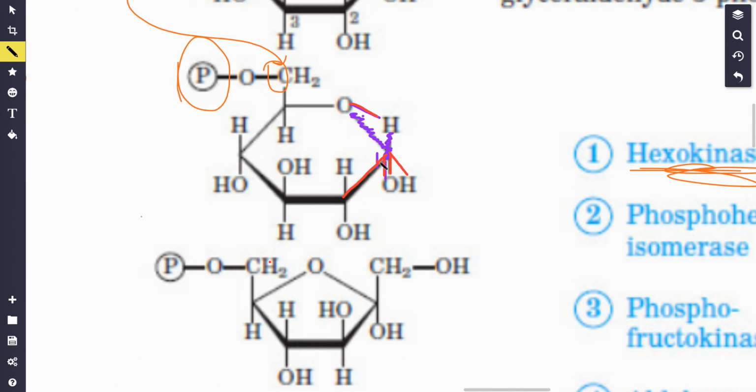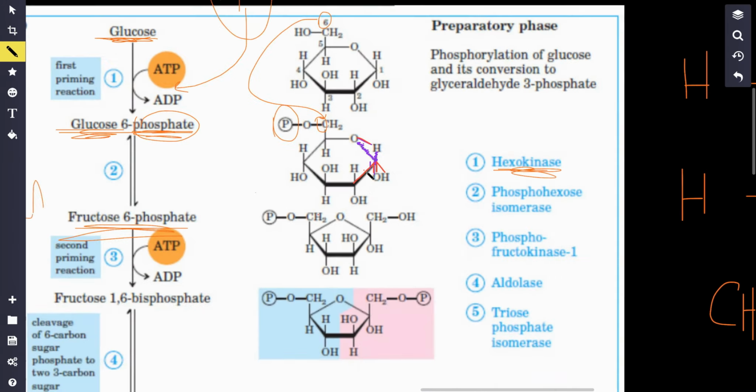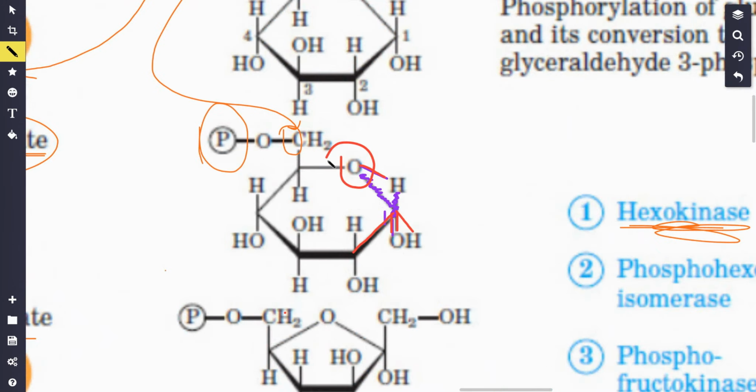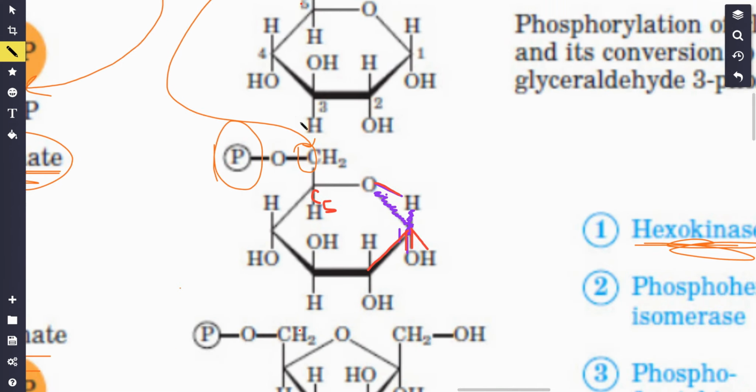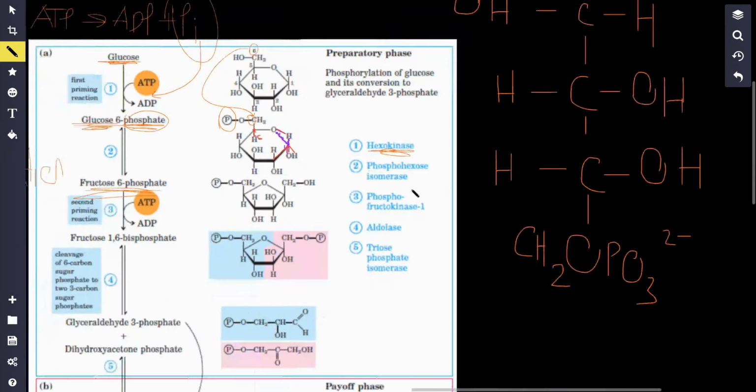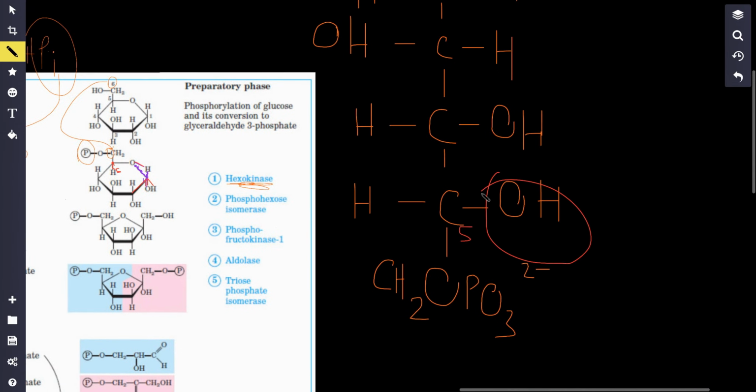So notice how this carbon still has 4 bonds, which is our goal. We want to make carbon have 4 bonds. And here's how this would look. Notice how this oxygen right over here is bonded to carbon number 5. This is carbon number 6, and this is carbon number 5 right over here. Notice how carbon number 5 has an OH group now.